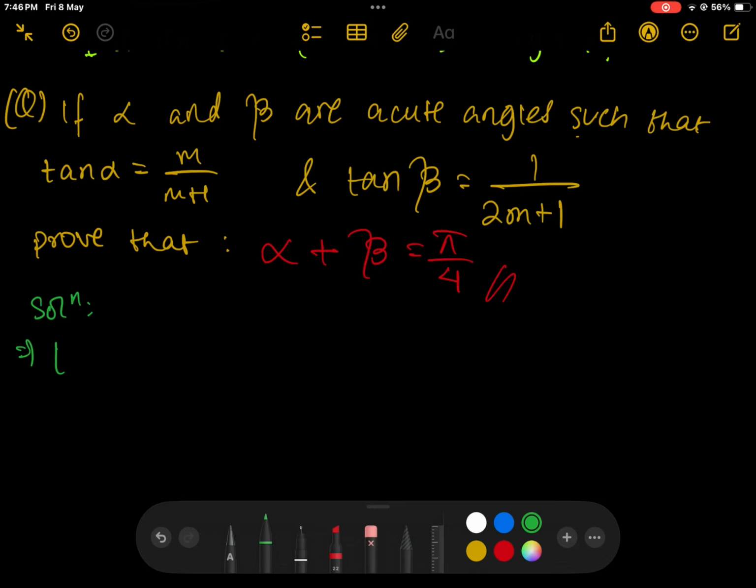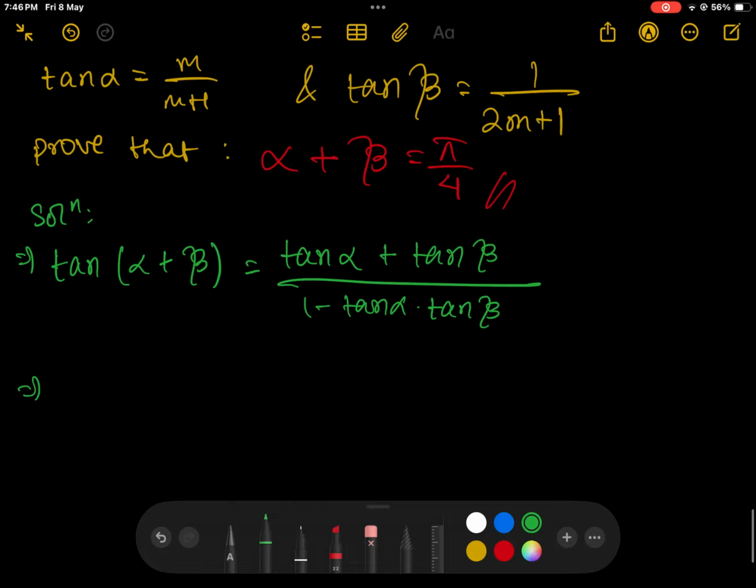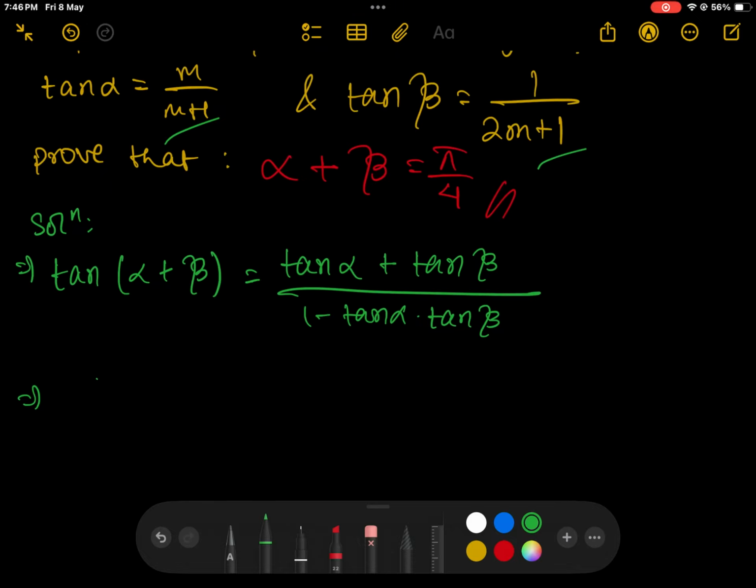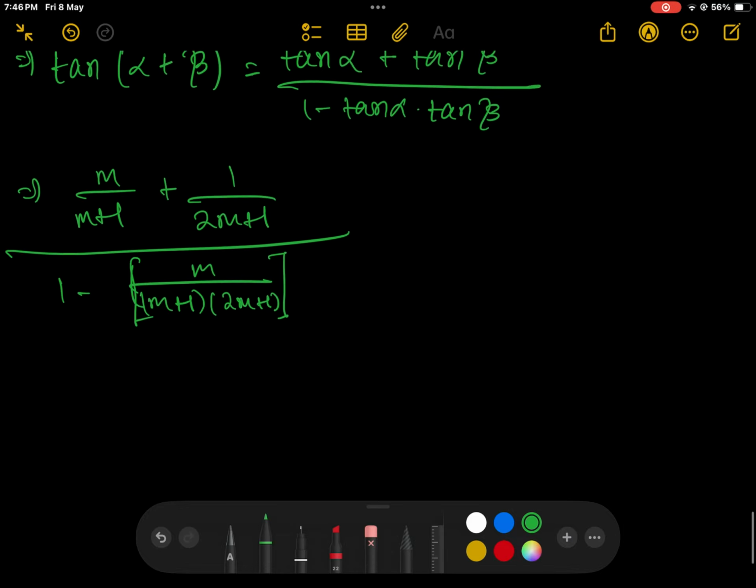We already have tan alpha and tan beta. So what we're going to do is use the tan (alpha plus beta) formula, so we can get a singular value for tan, and we can use the trigonometric ratios. So tan (alpha plus beta) equals (m by m plus 1 plus 1 by 2m plus 1) by (1 minus m by m plus 1 into 1 by 2m plus 1).